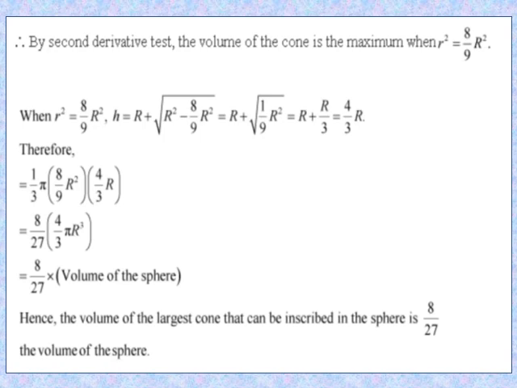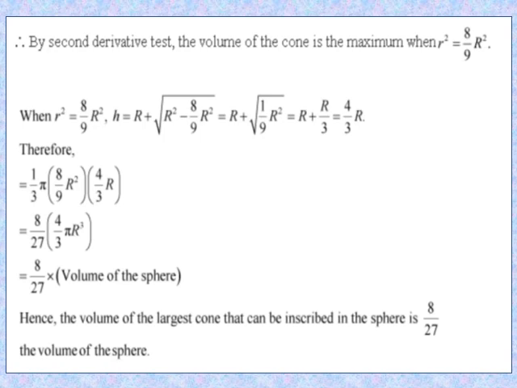So from here we can find the value of h. h equals to what? We have obtained small r square, so putting it in, we will get h as 4 upon 3 R. So we have r square, we have h. So we have to find the volume. Clear? So put the value of r square and h in the volume.